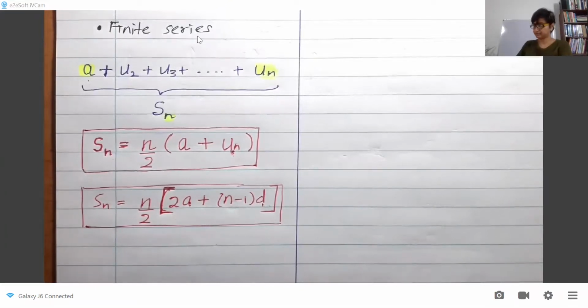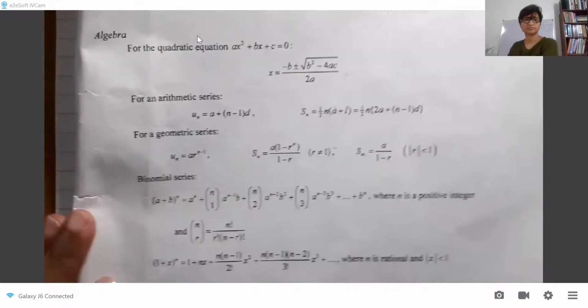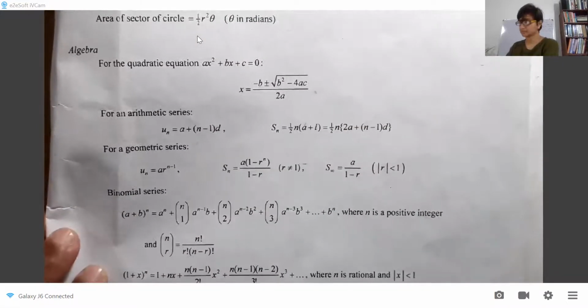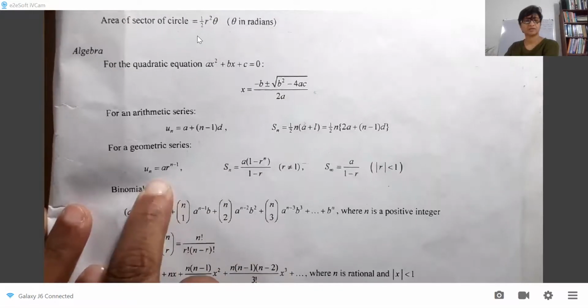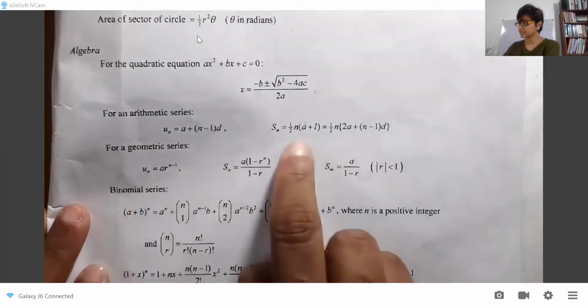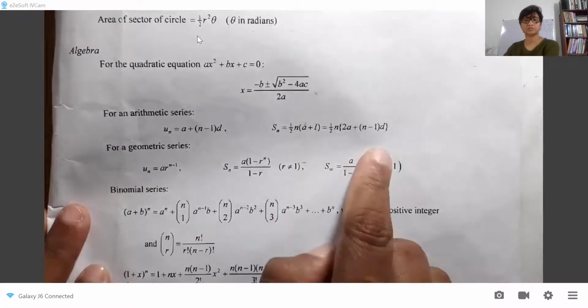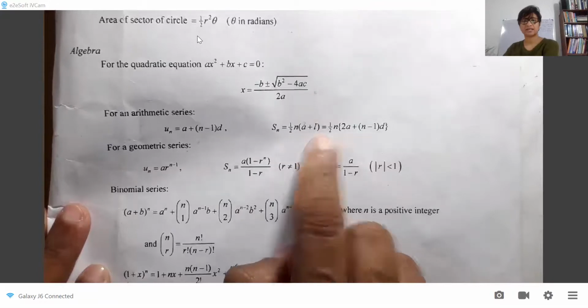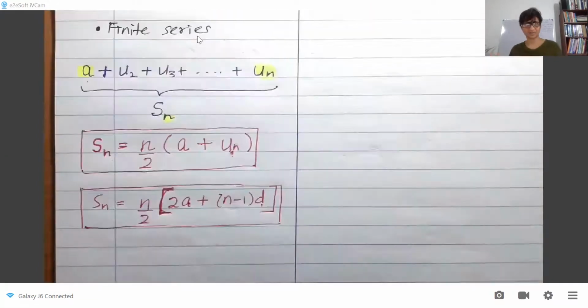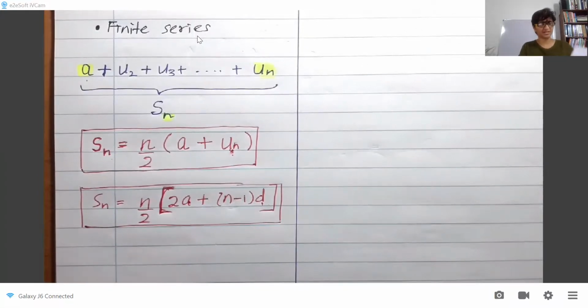If I just show you. Right, the arithmetic un formula, the geometric un formula. These are the two formulas that we just wrote down. The Sn formula for arithmetic Sn. This is the same as that. Okay, so they're all given, don't worry. But these will automatically stick in your head when you do a couple of questions.